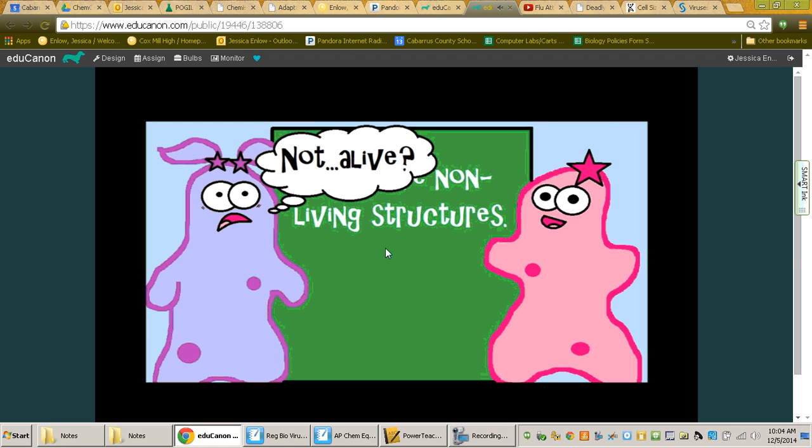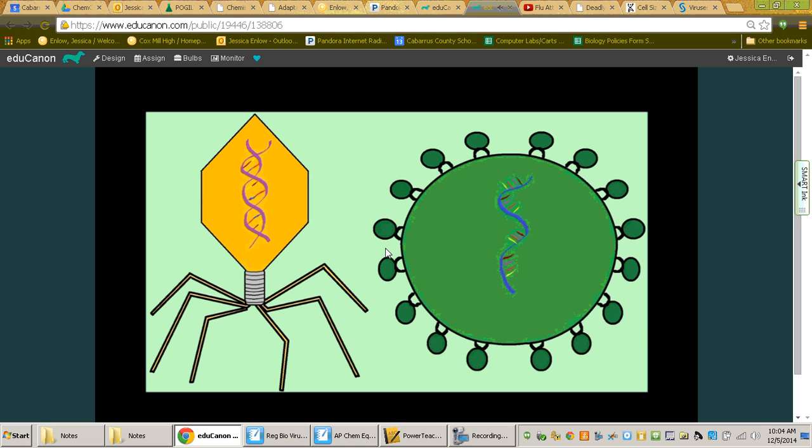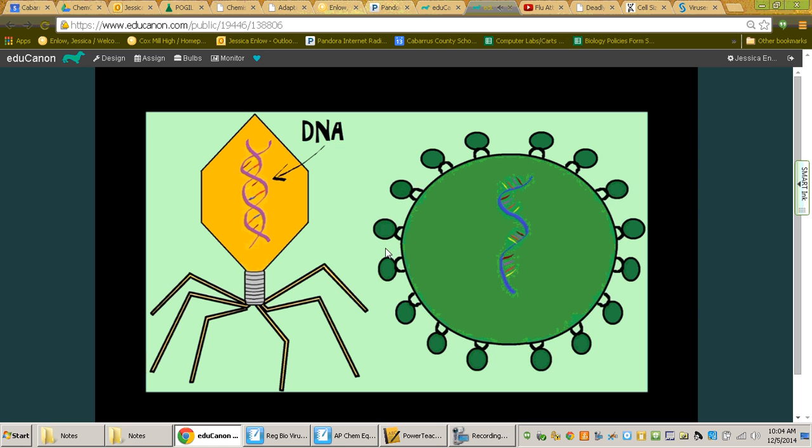But let's talk about what they actually have. What is their structure? Because they do have a structure. One thing all viruses have in common is that they have some type of genetic material. Now, this does not mean that they can reproduce on their own, but they're going to use the genetic material and force their host to reproduce themselves. This genetic material for some viruses is in the form of DNA, and for other viruses, it's RNA.